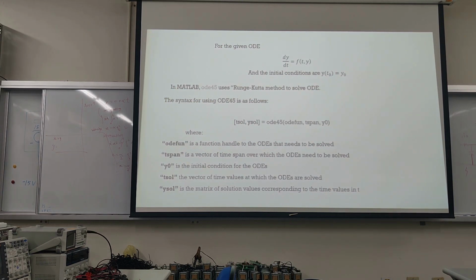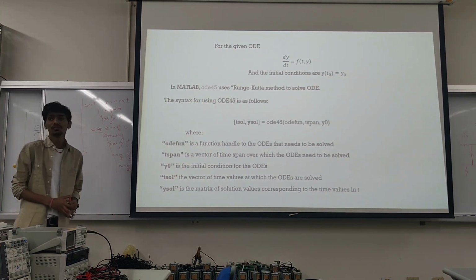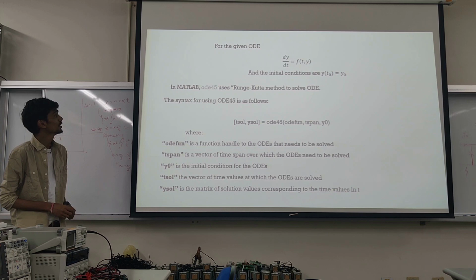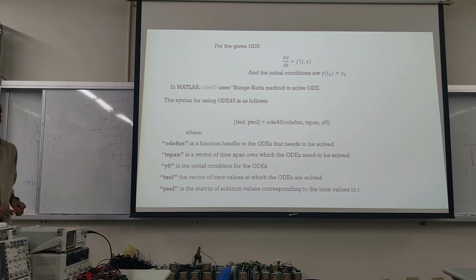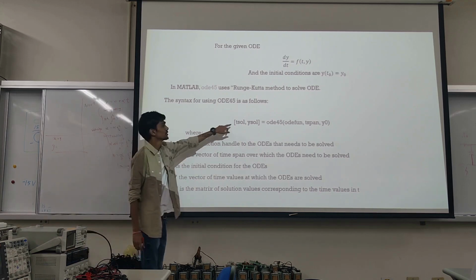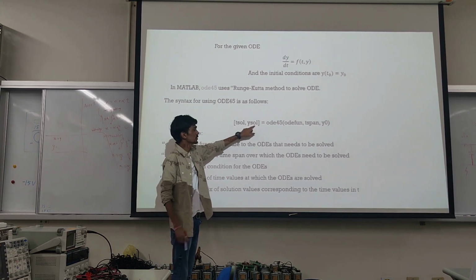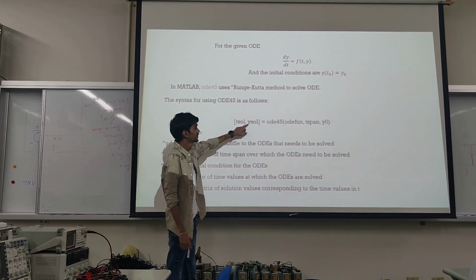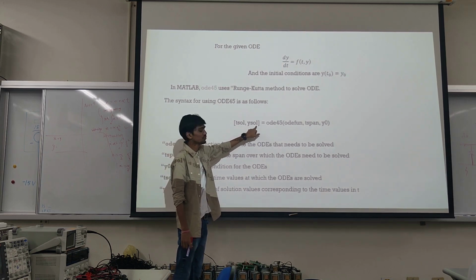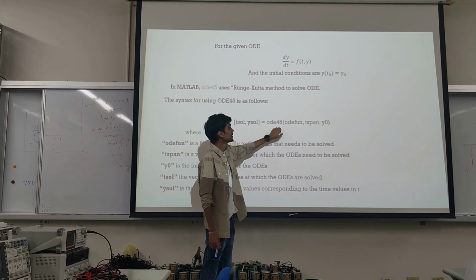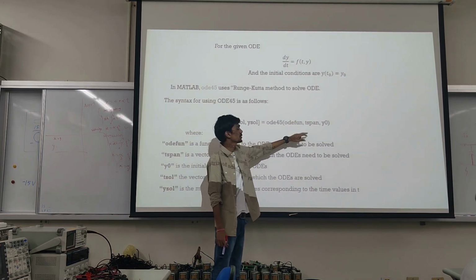So for solving the ordinary differential equation in Matlab, we are going to use ODE45. In Matlab, ODE45 is used to solve this ODE problem with the Runge-Kutta method. This is the syntax for ODE45: T solution, the times at which we solve; Y solution, the solution that we have to find, which is our velocity or displacement. So ODE45, ODE function, t span comma y0.